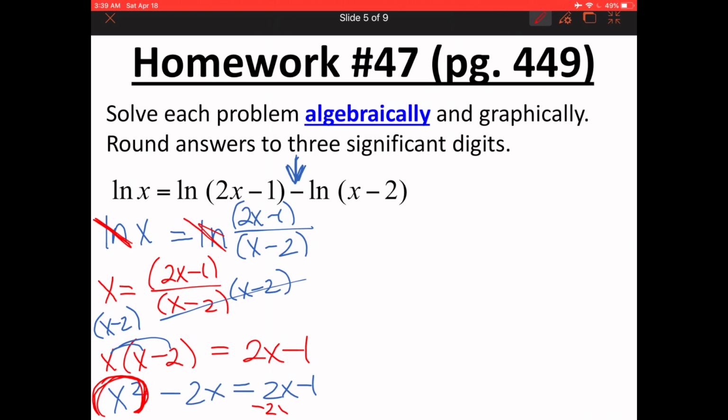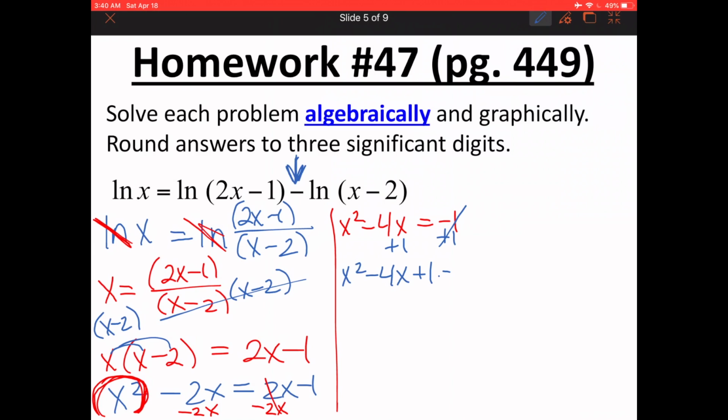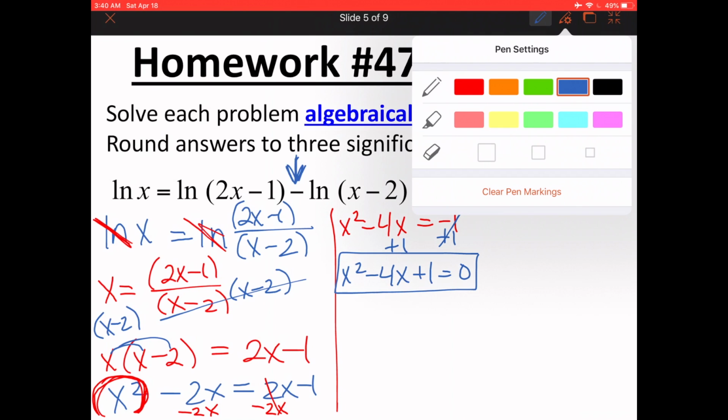So let me subtract 2x from both sides to start getting us close to 0. So now I'm going to have x squared minus 4x equals -1. My last step to get to 0, add 1 to both sides, and I end up with x squared minus 4x plus 1 equals 0. Now, it would be awesome if I could just find two numbers that add to -4 and multiply to 1 and factor. Unfortunately, that's not the case. Okay, guys? So we're going to have to do the quadratic.